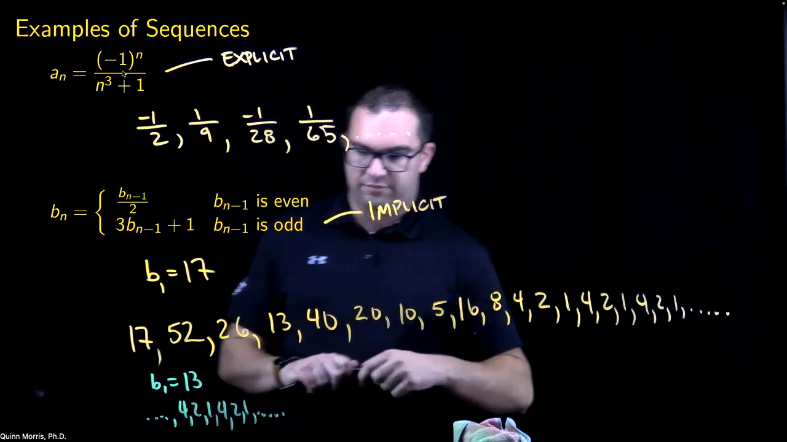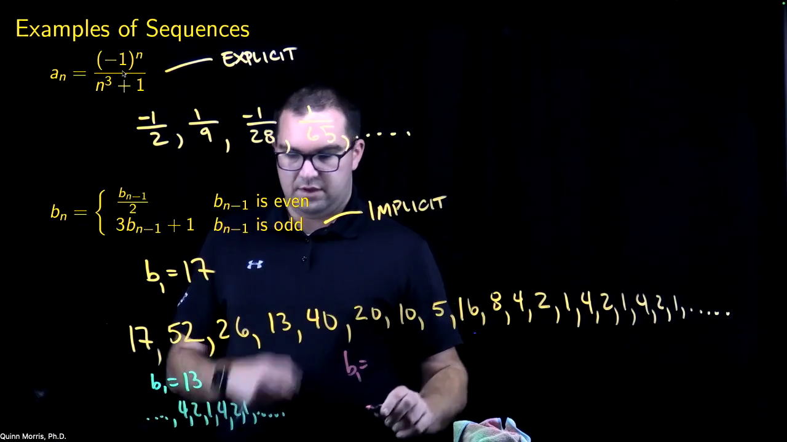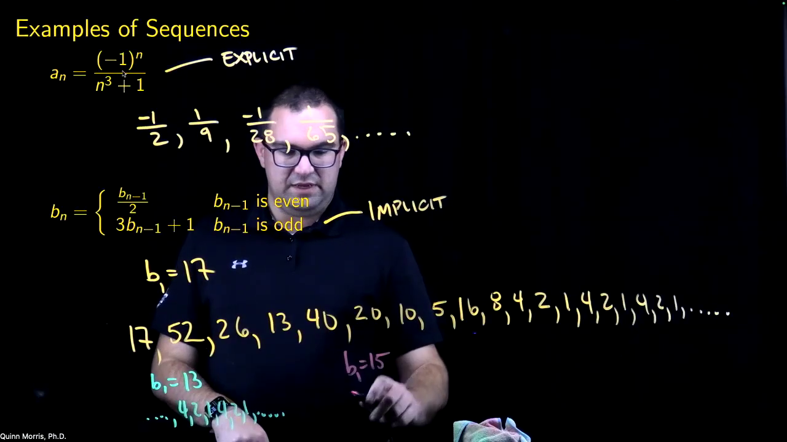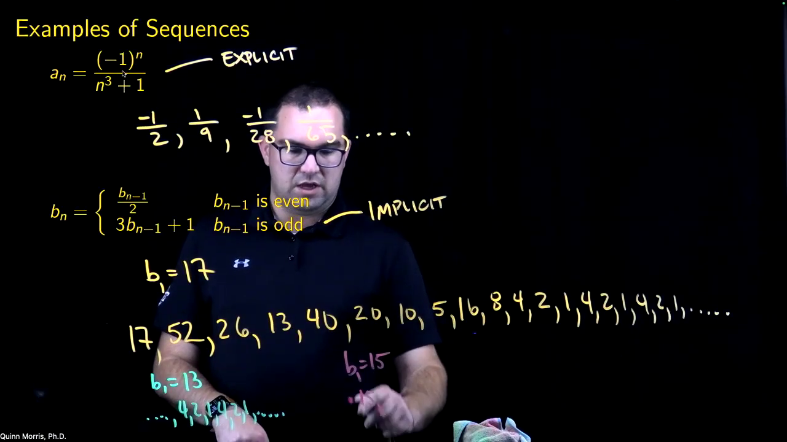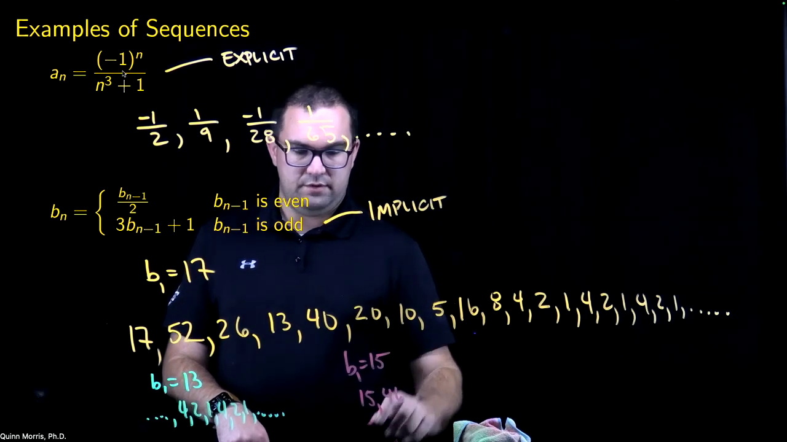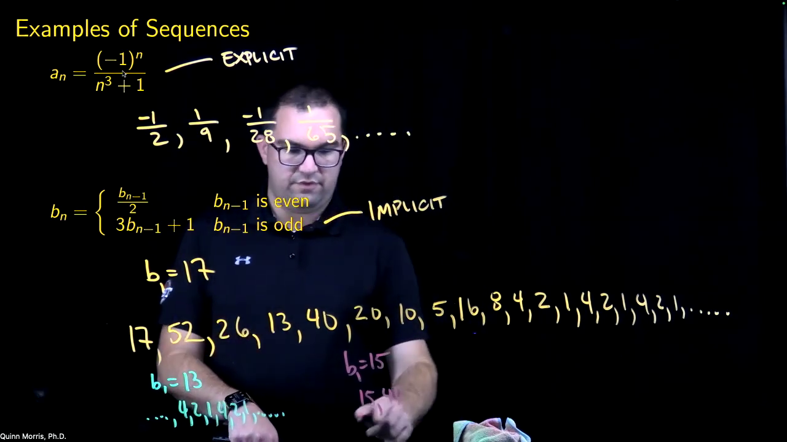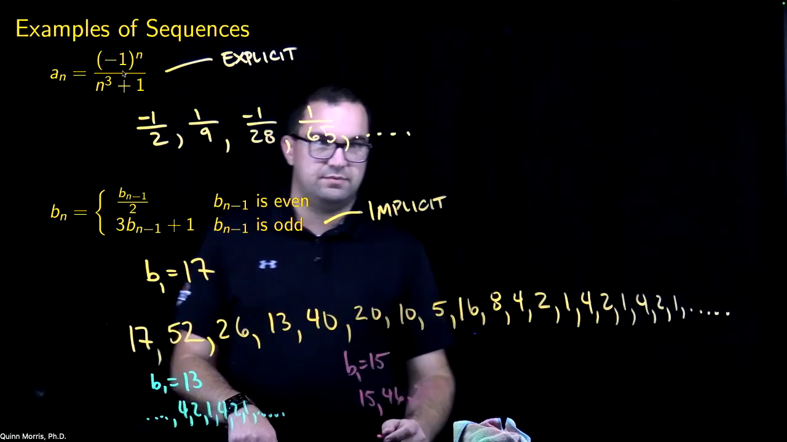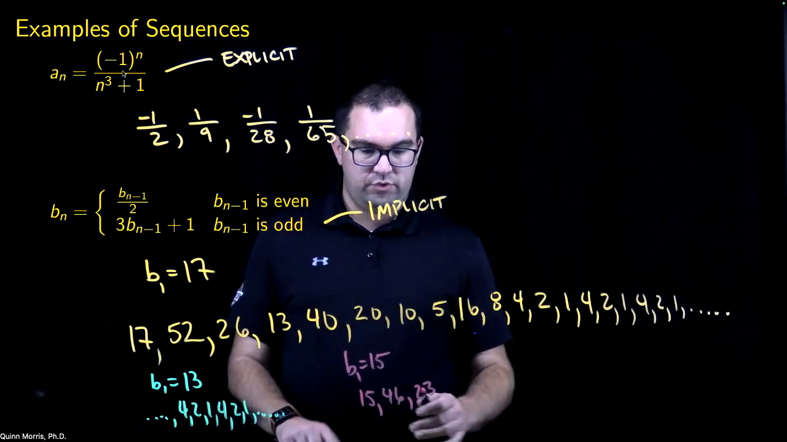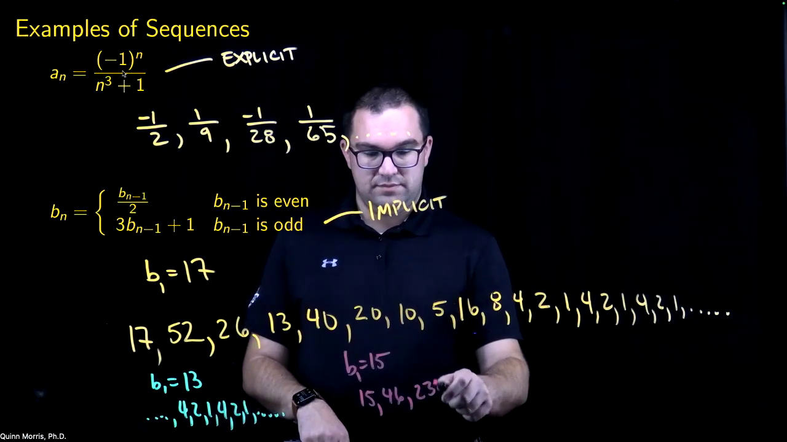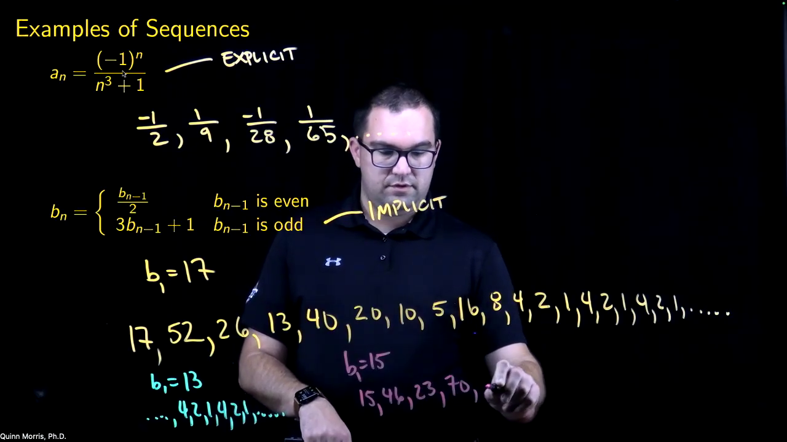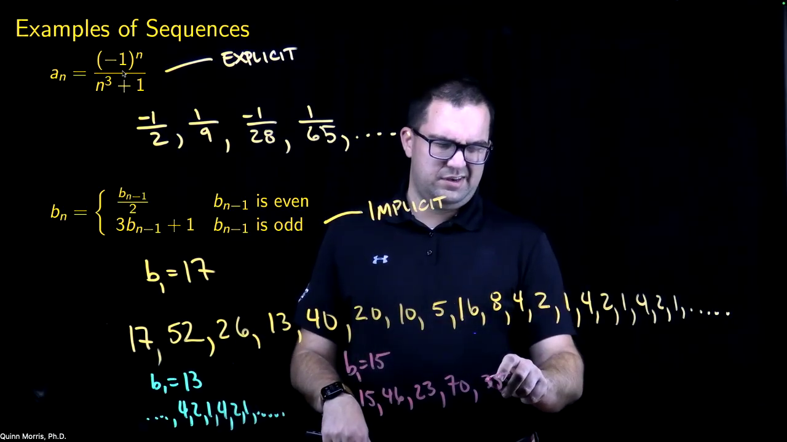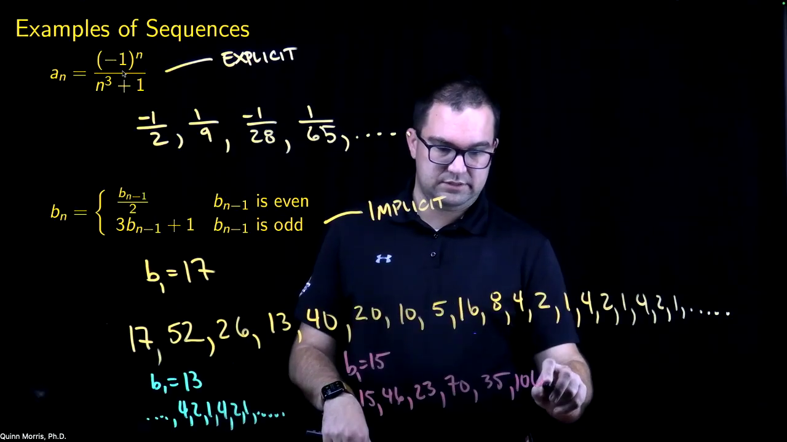So let's look at one more then. What if B1 is, say, 15? If I start with 15, that's odd, so I multiply by 3 and add 1. That gives me 46, right? So 45 plus 1 is 46. That's even, so I divide by 2. That gives me 23. 23 multiplied by 3 gives me 69 plus 1 is 70. Divide by 2, that gives me 35. Multiplied by 3 gives me 105, and add 1 is 106.